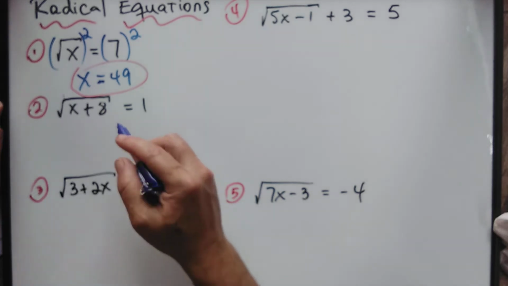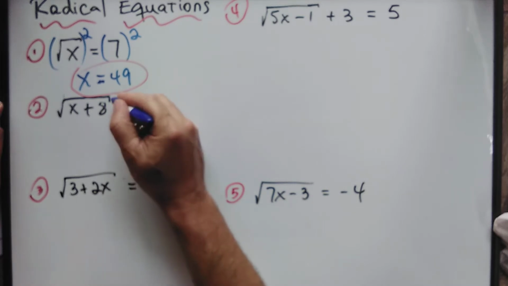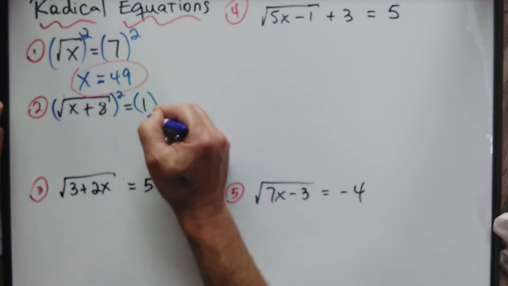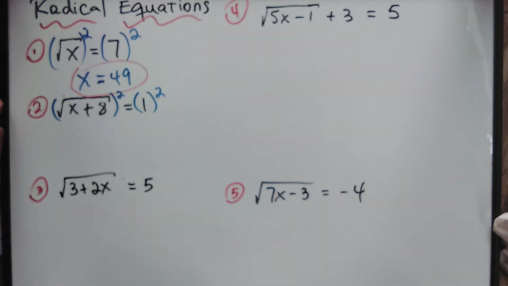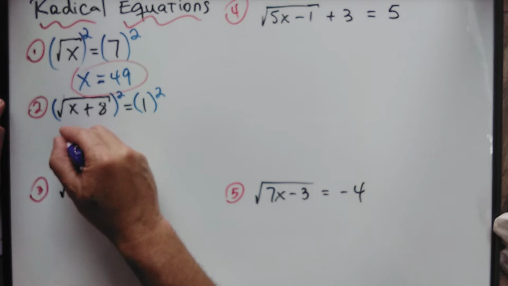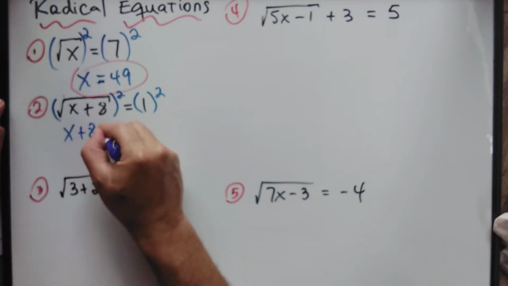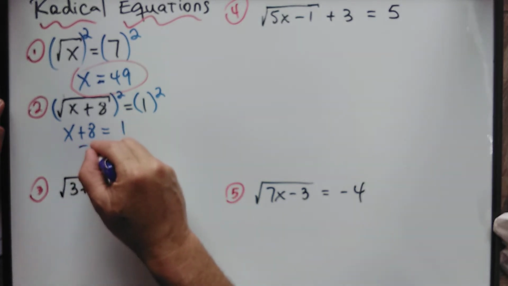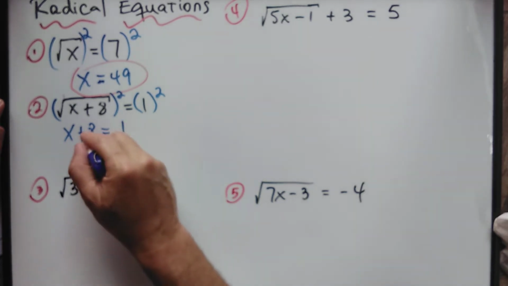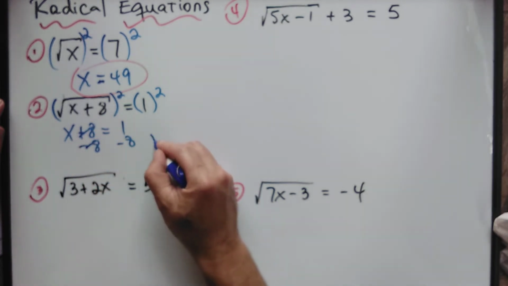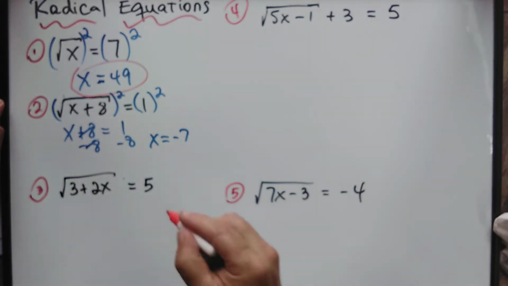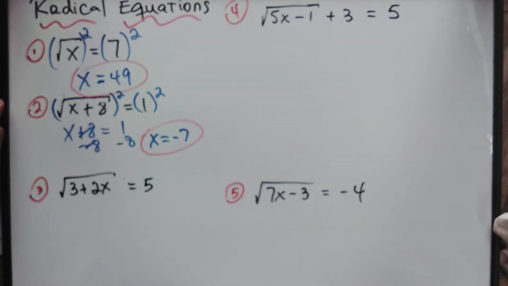Same thing. Make sure that the radical is isolated, and then you just square it. Again, you square both sides. So over here, what you're gonna get is just x plus a without the radical, and then 1 squared is 1. 1 times 1 is 1, and then we just subtract a from both sides, and you're done. X equals -7. That's it.